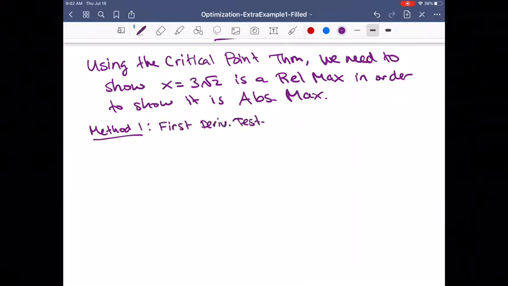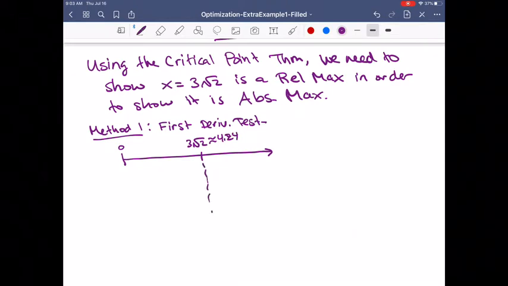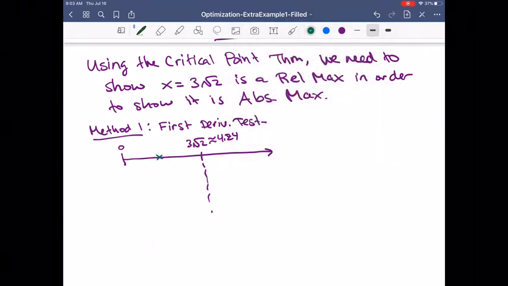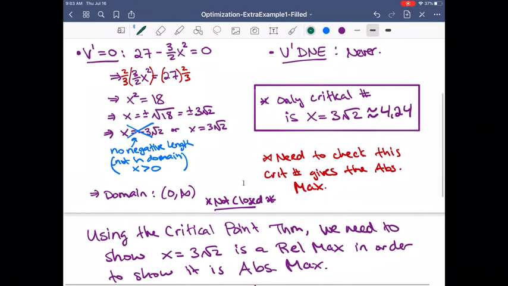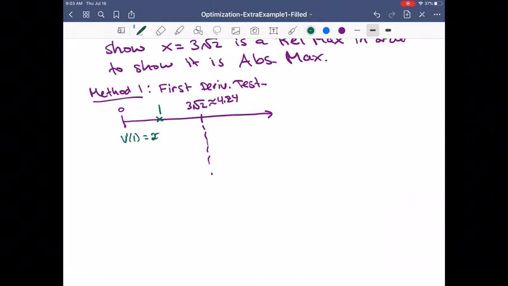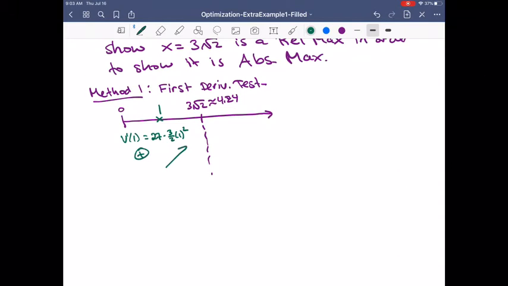This is looking for the increasing, decreasingness. So we'd make our table. We'd have 3 root 2 here, which is approximately 4.24. That's where the derivative is 0, and then we'd want to check a point on each side. Maybe we check 1, plug that into the derivative. So v prime of 1, and v prime is 27 minus 3 over 2 x squared. So this is 27 minus 3 over 2 times 1 squared. This is definitely a positive number, so we're increasing.